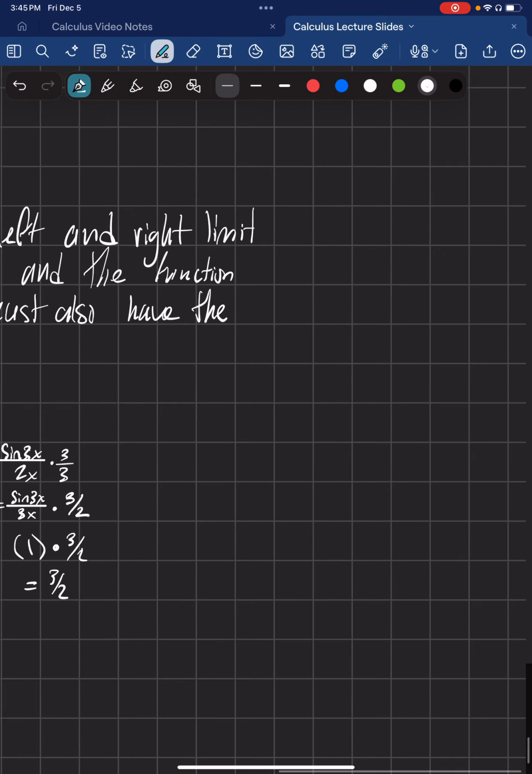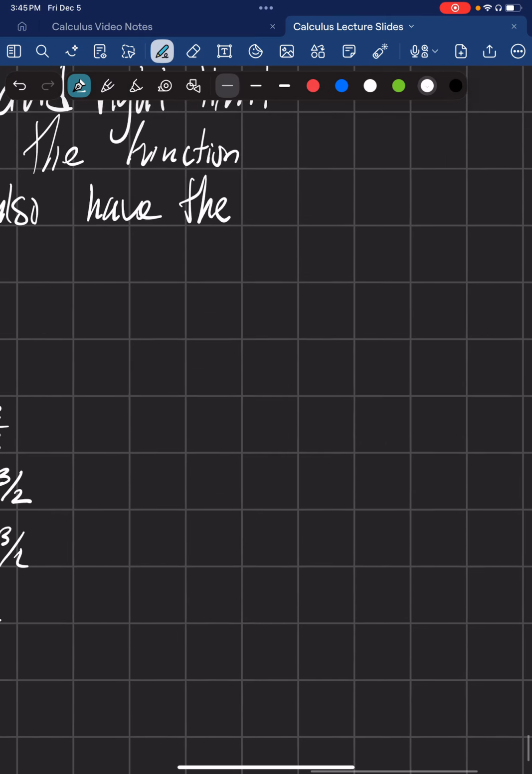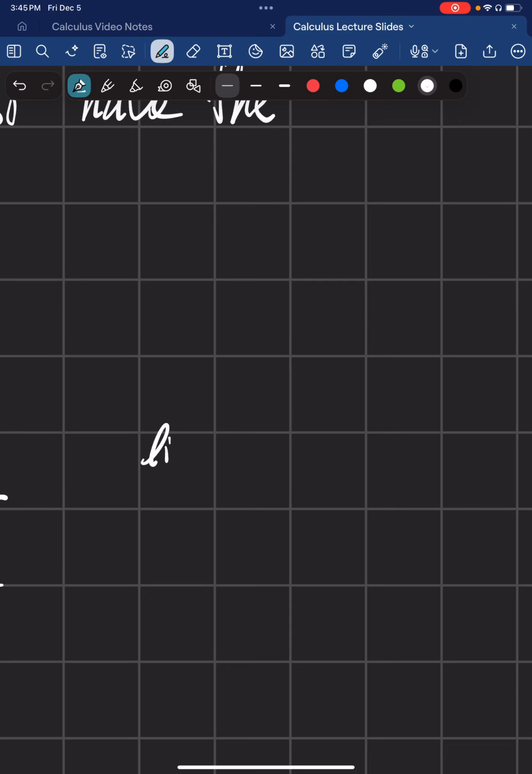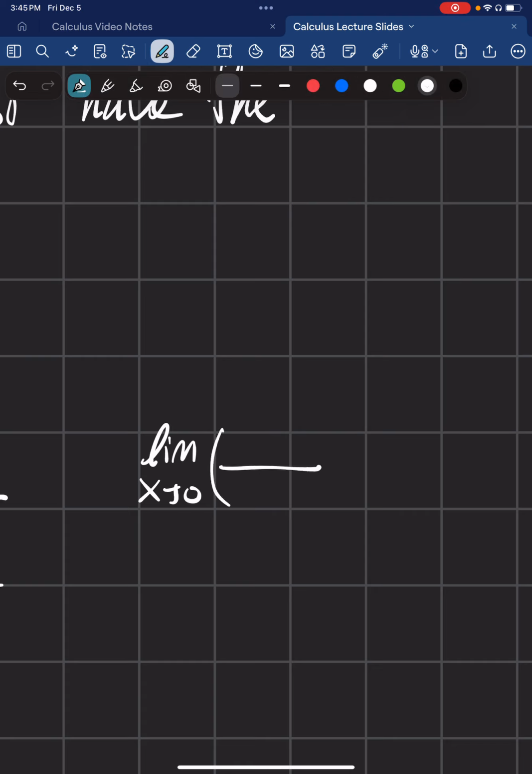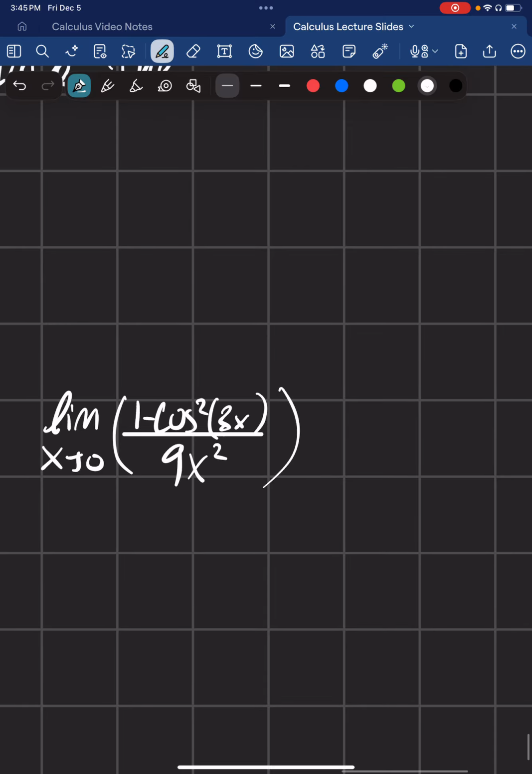And then for our last problem, we're going to go over the limit as x approaches 0 of sine x squared. Actually, no, I got a better idea. Let's go over the limit of 1 minus cosine squared 3x over 9x squared, right? And so this one looks a little bit more tricky, right?